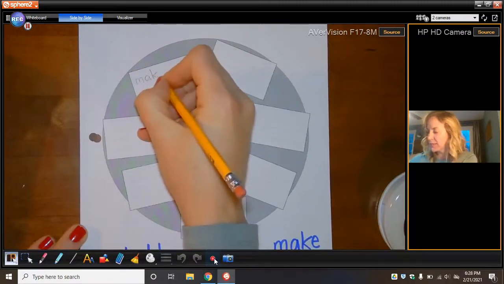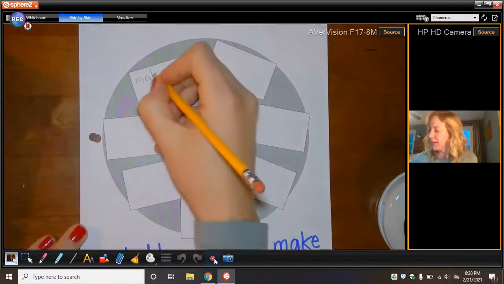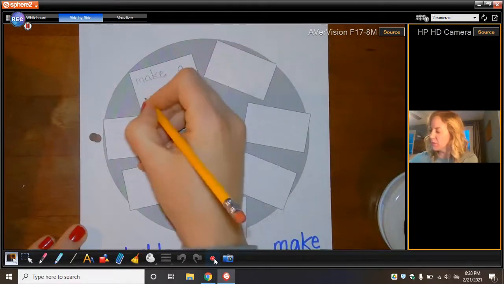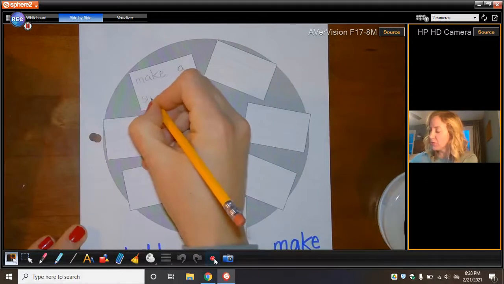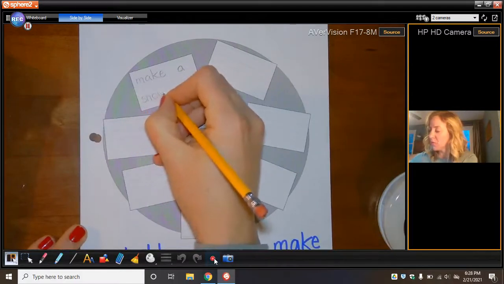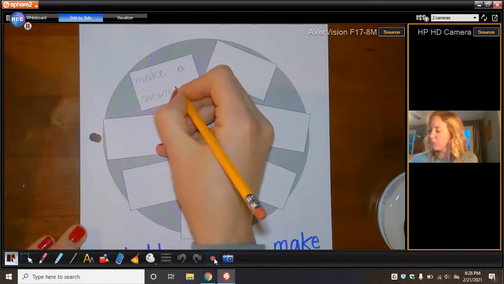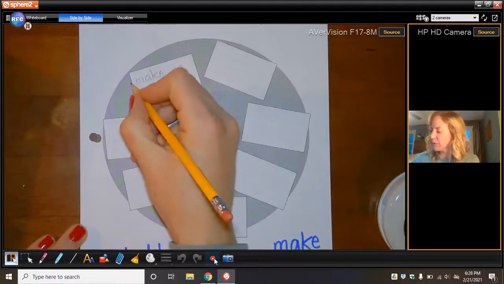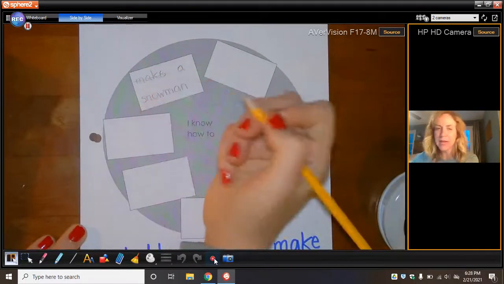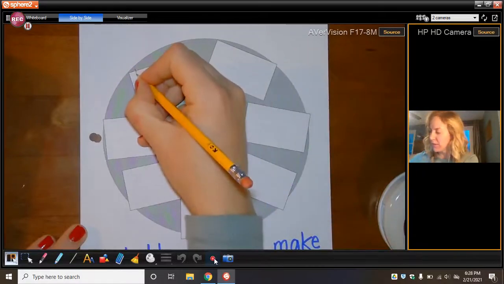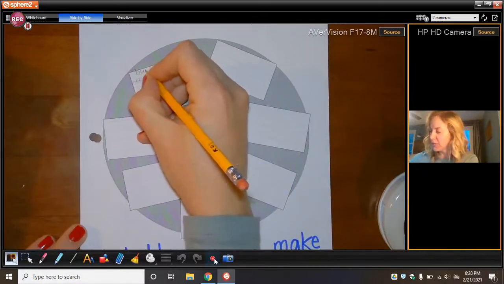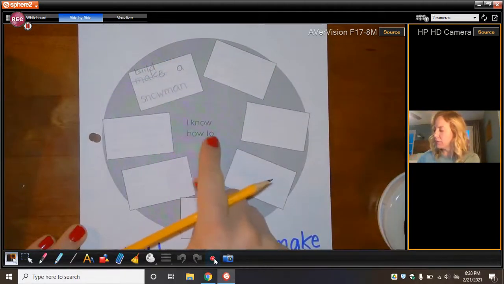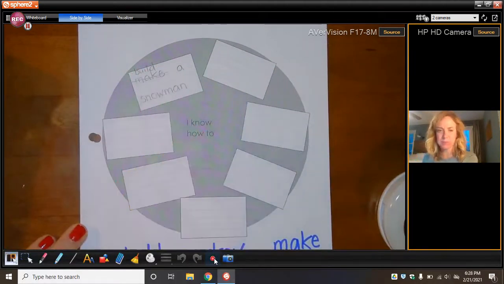Wait a second, that says mac. It's just like bake. I need an E. Make a snowman. Now, I also could have used the word build. Either one would have worked for that. How to make a snowman or how to build. I think build is probably a little bit more specific because I don't make all of the parts of the snowman. They've already been made. So I'm going to change that one to build. How to build. I know how to build a snowman.